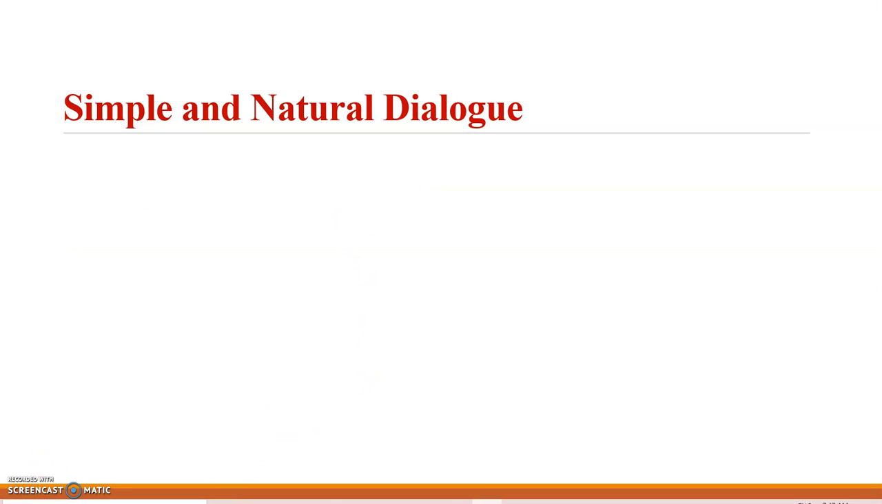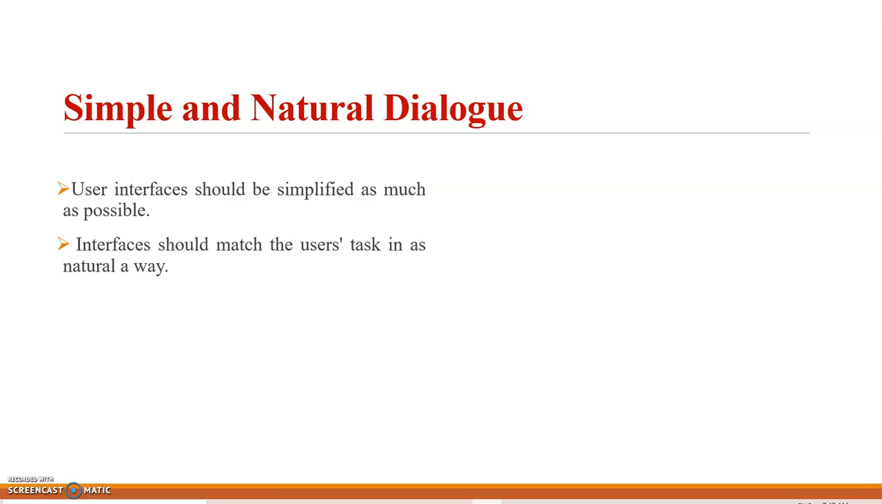The first topic is simple and natural dialogue. The user interface should be simplified as much as possible. Since every additional feature or item of information on a screen is one more thing to learn, users have to remember all those things, one more thing to possibly misunderstand, and one more thing to search through when looking for the thing you want. That's why we should simplify the user interface.